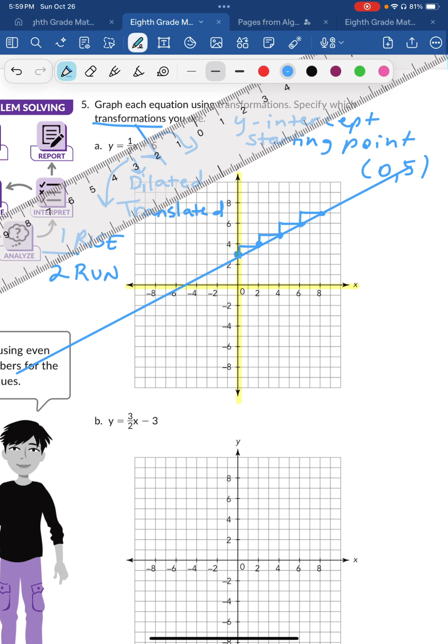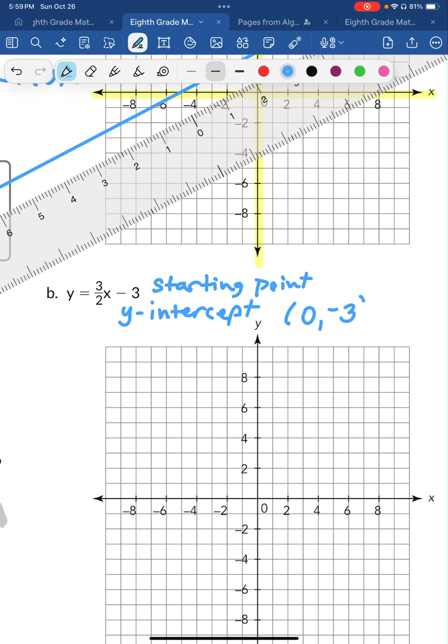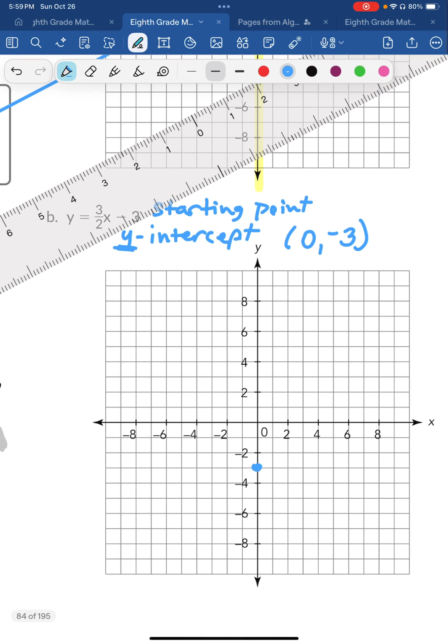Okay, so let's look at this one. What is our y-intercept? I want you to think about it for just a second. Our starting point is 0, -3. The name of it tells you we need a y, so our x will always be 0. So 0, -3 would put us right there. That's where we're going to start.